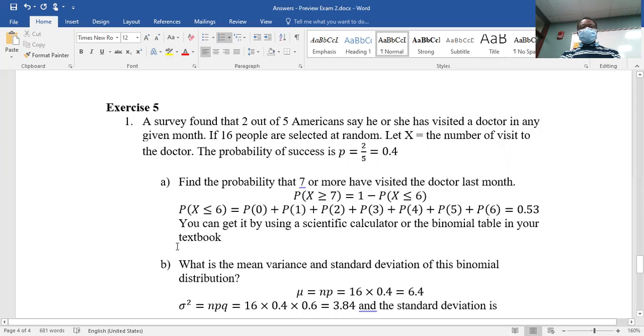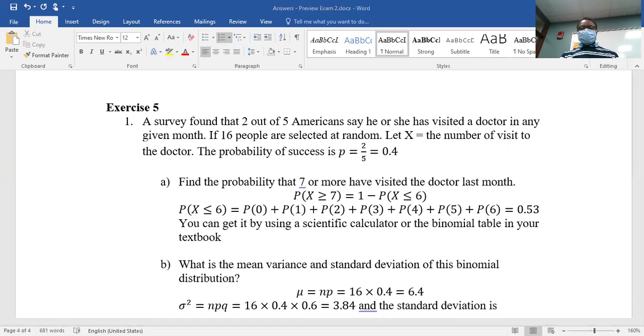A survey found that 2 out of 5 Americans say he or she has visited a doctor in any given month. If 16 people are selected at random, let X be the number of visits to the doctor. The probability of success is P equals 2/5. 2 out of 5. Find the probability that 7 or more have visited the doctor last month. 7 or more is the same as at least 7, right? At least 7 is the same as 7 or more.